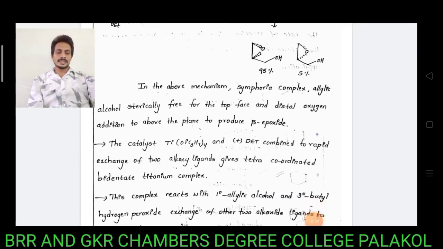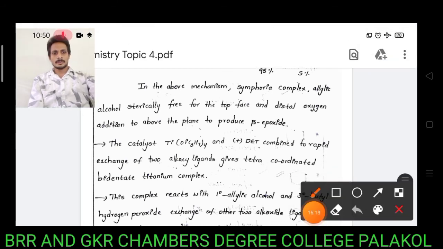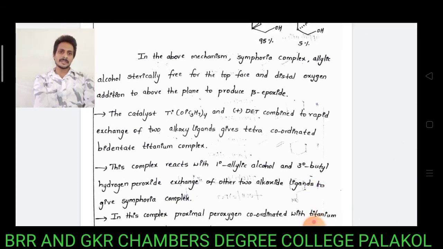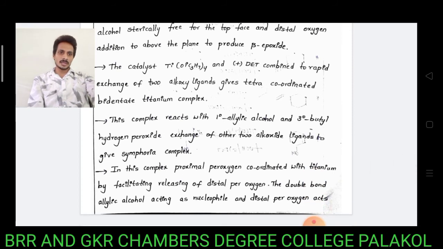In the second reaction, the primary allylic alcohols are treated with (−) DET, titanium tetraisopropoxide and tertiary butyl hydroperoxide to give 95% beta epoxides and 5% alpha epoxides. The catalyst titanium tetraisopropoxide and (+) DET combine, with rapid exchange of two alkoxy ligands, to give a tetracoordinated bidentate titanium complex. This complex reacts with primary allylic alcohol and tertiary butyl hydroperoxide, exchanging the other two alkoxy ligands, to give a Sharpless complex.